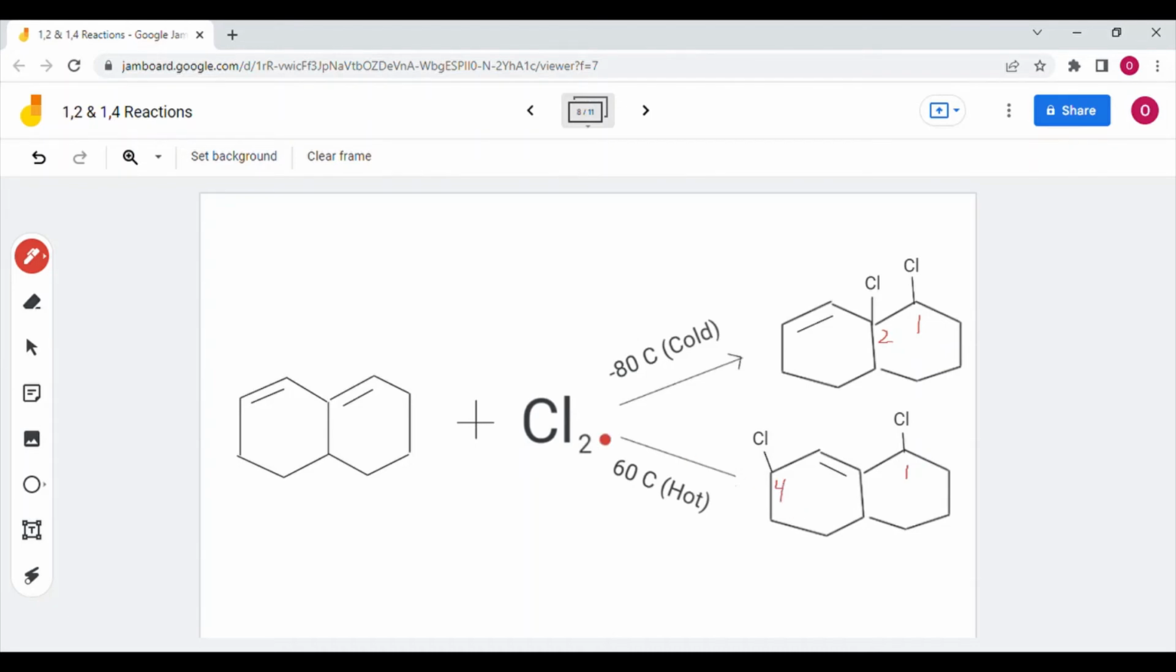And as you can kind of see, the reason why the 1,4 product is more stable is because this is a tertiary double bond. So as you can see, this double bond is adjacent to 1, 2, 3 carbons, whereas this double bond is only adjacent to 1 and 2 carbons. So because of that, this is the more stable product, whereas this is the product that's going to form faster.